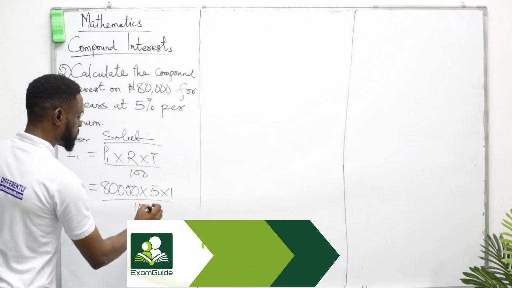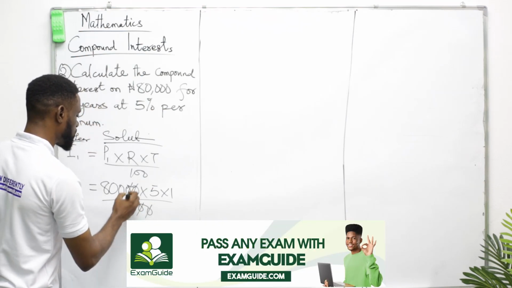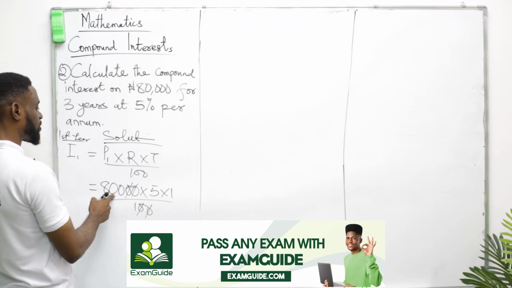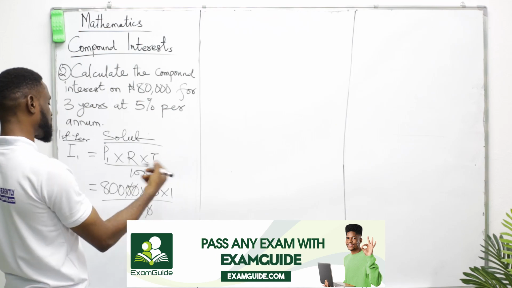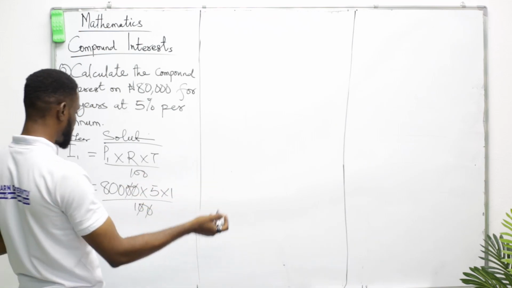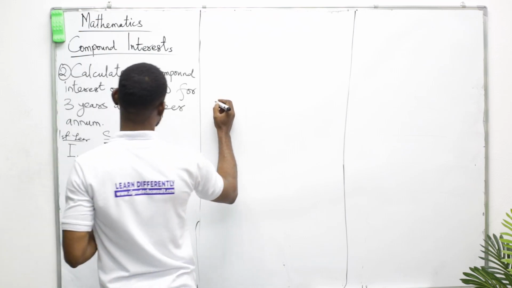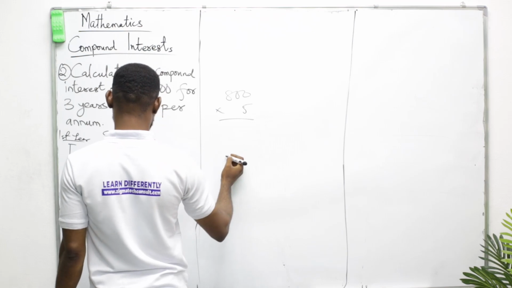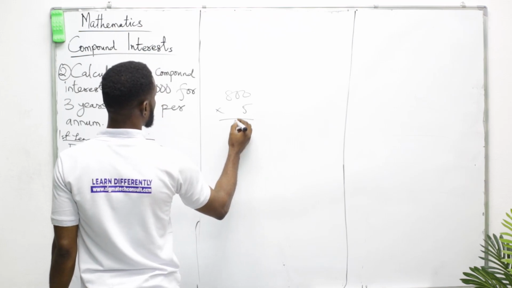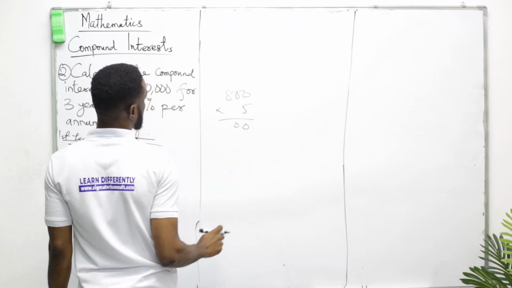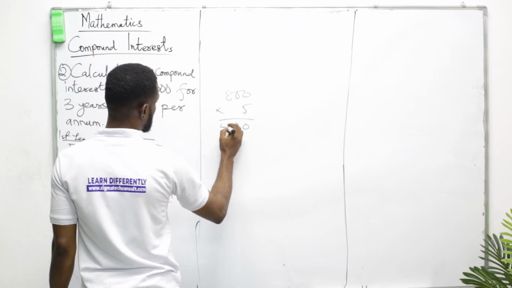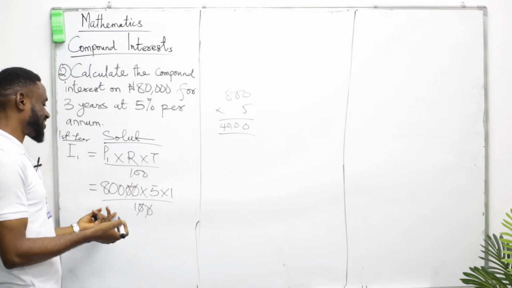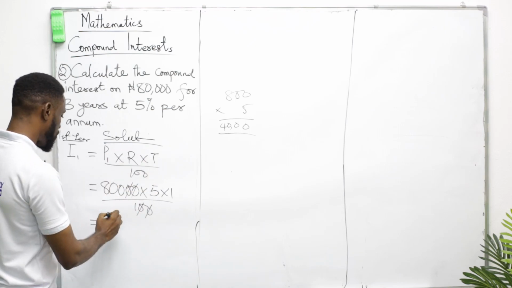So this removes this. We're having 800 times 5. 8 times 5 is 40. So 800 times 5 is 4,000. So you see that? It means that this interest is 4,000.